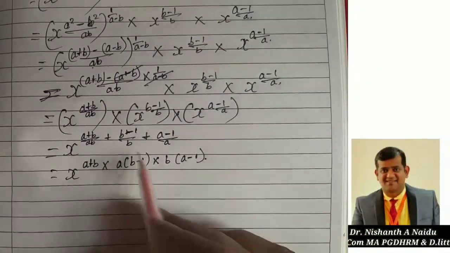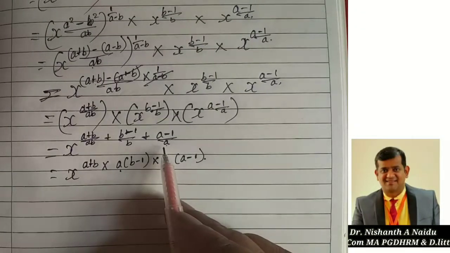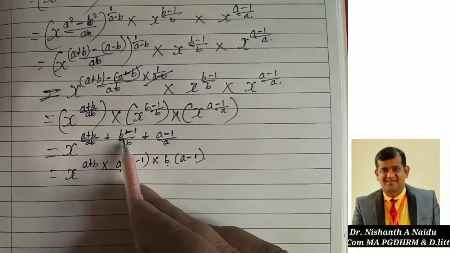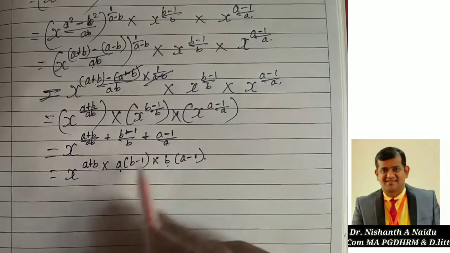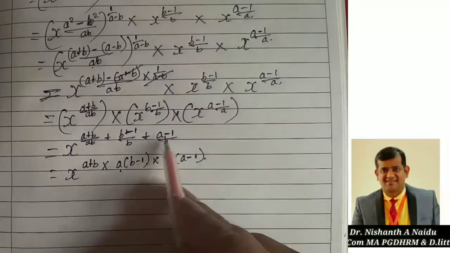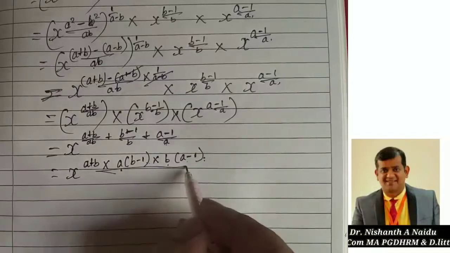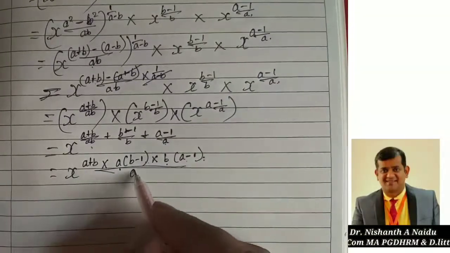Okay, this b has come here, this a has come here. So that is cross multiplication what we are doing. So that a goes here and b comes here. So a into (b minus 1), b into (a minus 1). Understood? Divided by ab, this ab.